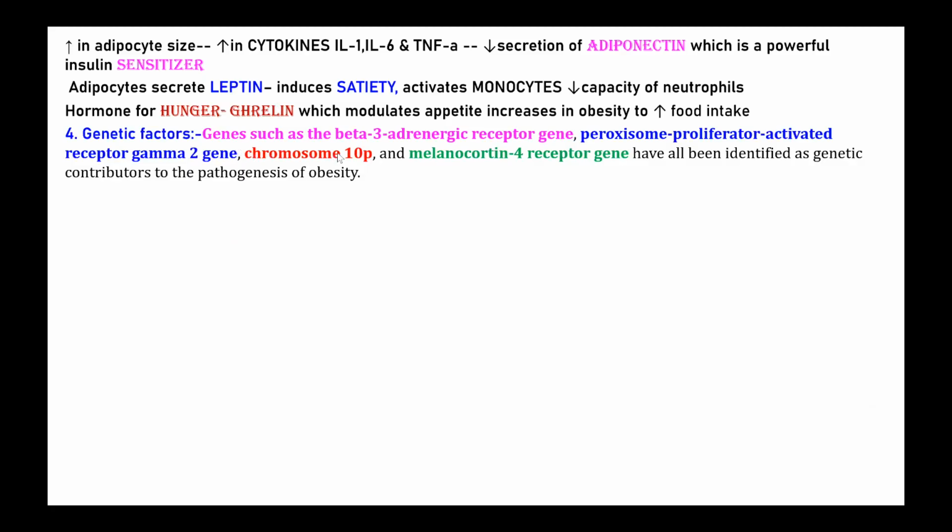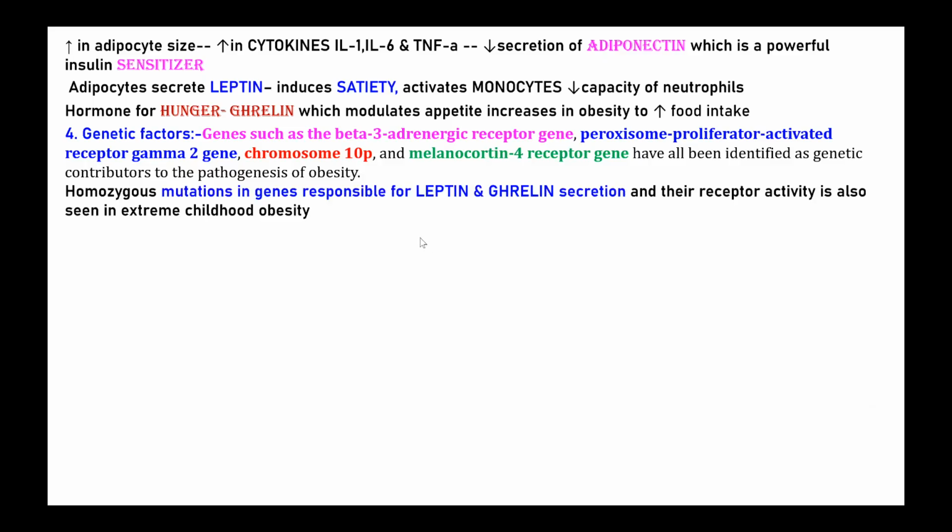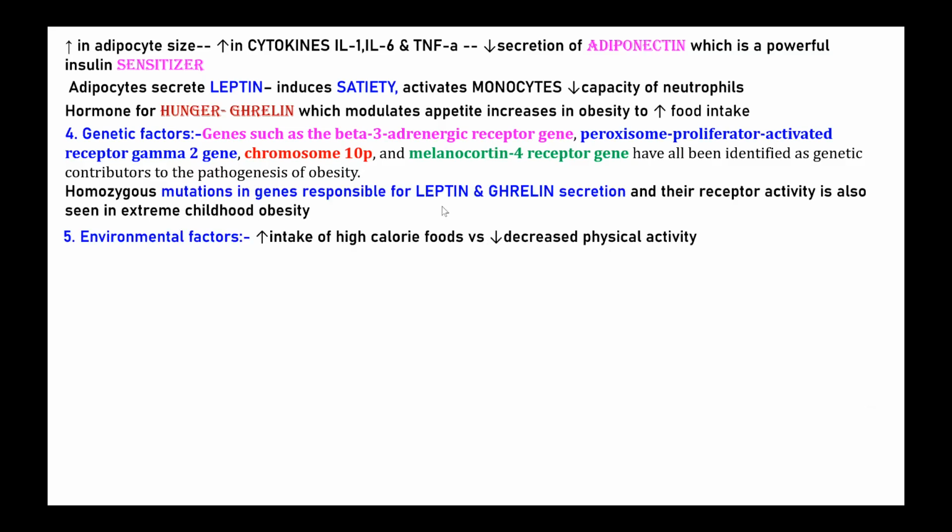The genetic factors which cause obesity are the beta 3 adrenoreceptor gene, peroxisome proliferator activated receptor gene, chromosome 10p and melanocortin 4 receptor gene. All have been identified as genetic contributors to the pathogenesis of obesity, running in families, with all the members of the family being obese. And a homozygous mutation in the gene responsible for leptin and ghrelin secretion also causes extreme childhood obesity.